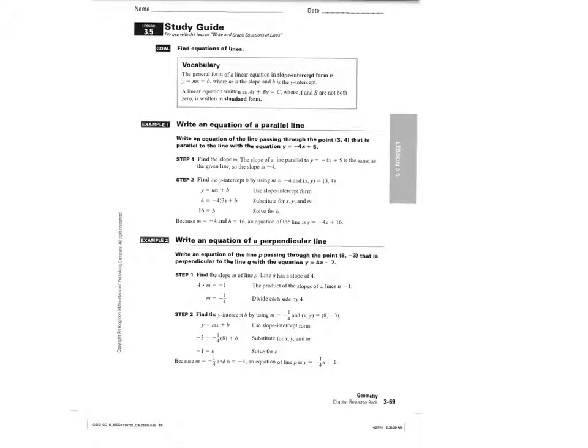Also know what parallel lines have in common, and the same thing with perpendicular. So just like here, you're going to be given an equation, you're going to be given a point, and I'm going to ask you to find another equation that's parallel or perpendicular to that line. So all of this study guide will explain how to convert from one form to another, whether it's standard form, slope-intercept, or point-slope, and how to use those formulas.